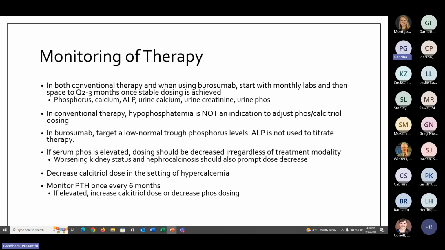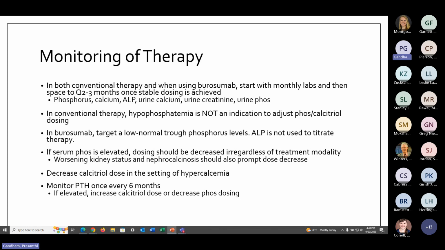oftentimes it's recommended to start with monthly labs, and then once stable dosing is achieved, you could space the labs out to every 2 to 3 months. And you'd want to check phosphorus, calcium, alkaline phosphatase, urine calcium, urine creatinine, and urine phos levels.